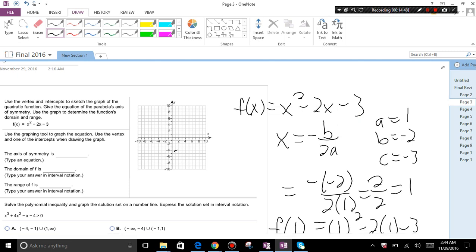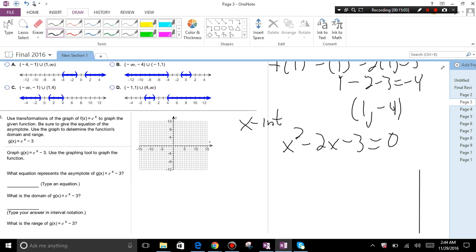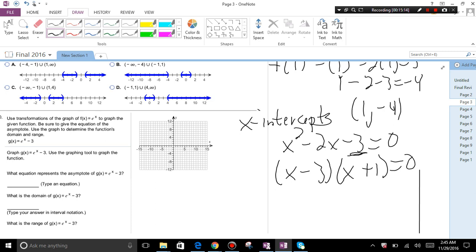Okay. And so now, what's going to be asked is what are the x-intercepts? To find the x-intercepts, you set x squared minus 2x minus 3 equal to 0. So these are the x-intercepts. This requires us to factor, and we have to be very used to factoring. I need the factors of -3 that add up to -2, and those factors are -3 and 1. And so this means x is 3 or x is -1.